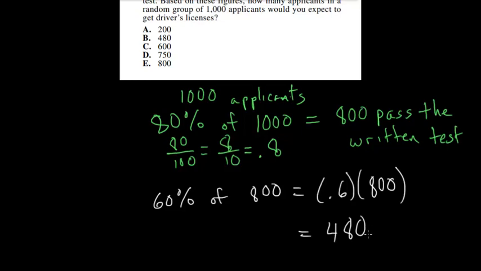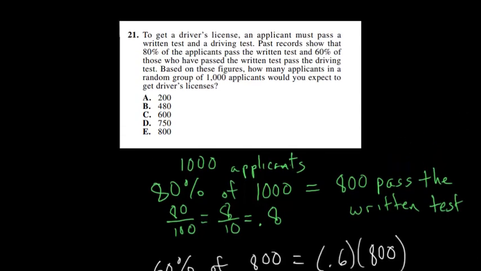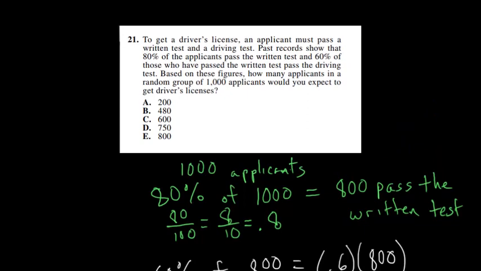So out of the original 1,000 applicants, only 480 of them passed both the written test and the driving test. So if we go back up to our answers here, the correct choice would be letter B.